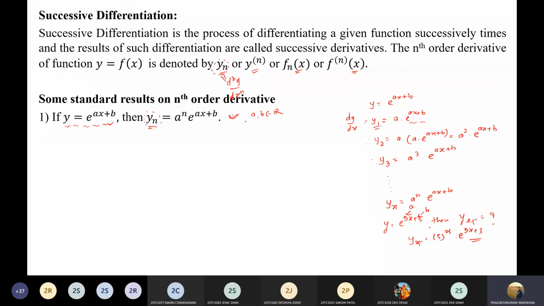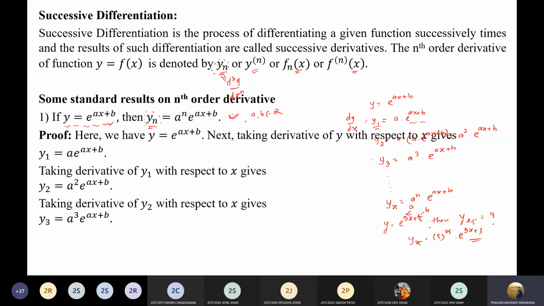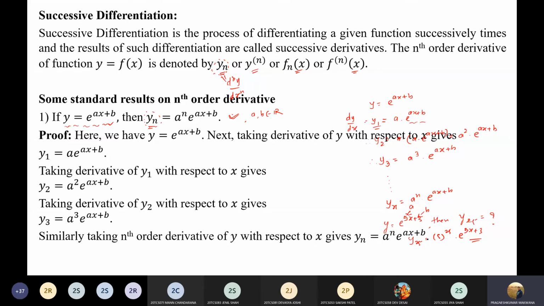So is this first formula clear? Yes, sir. So note down this formula, and the proof is given in this presentation. The same way you can find out y1, y2, y3 and generalize, we obtain this formula. Now the second formula, where y is in terms of the a raised to bx function.